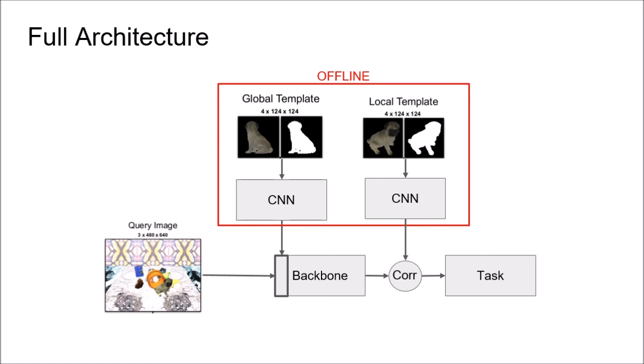Since we use a single global template, the backbone can be computed once at test time. The task network is then computed for each local template after the correlation. Online processing time can be saved by pre-computing the global and local features.